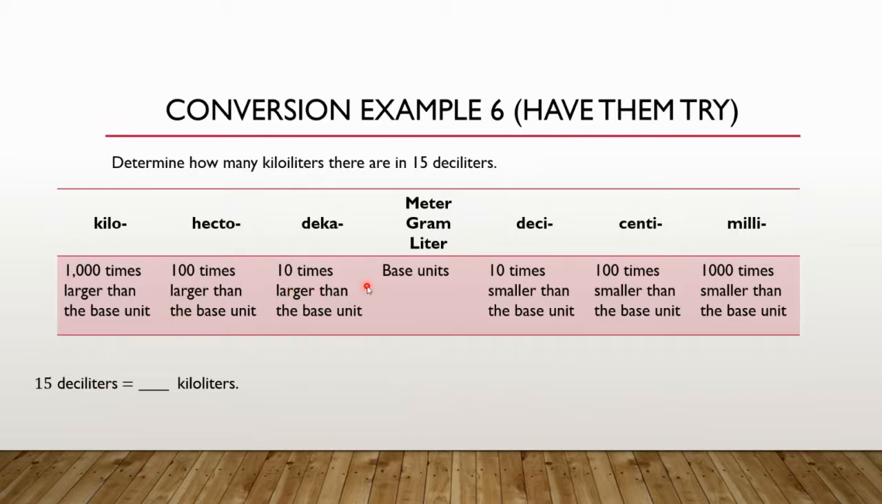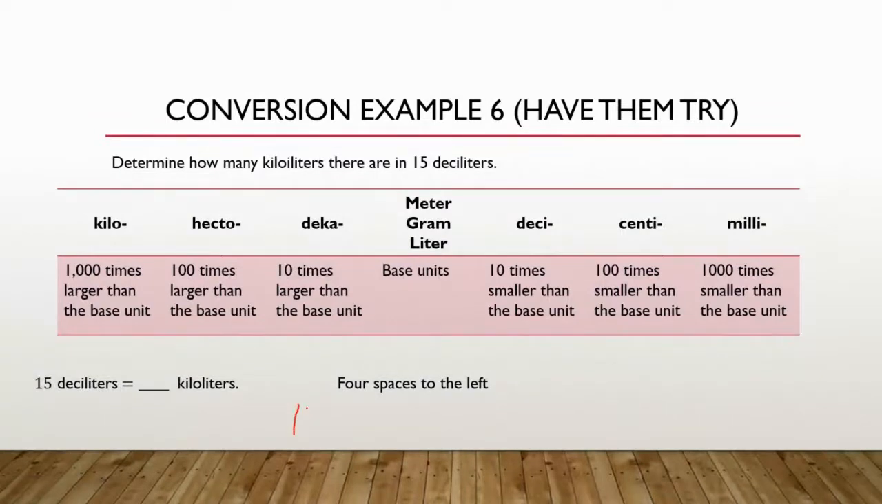So here we have deciliters, right? Deci is over here. Kiloliters is where? Well, kilo is over here, right? Deci, kilo. So we have to go 1, 2, 3, 4. We have to go 4 spaces to the left.